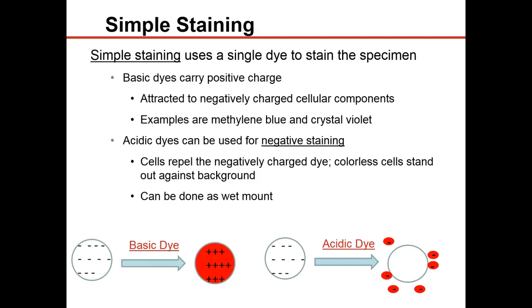So we tend to use negative stains on cells that don't fix well or that don't take in stains well. So with acidic dyes, they are negatively charged. So is the cell, and therefore they're repelled from each other. And so instead of staining the cell, we stain the background. And so the cell itself is a clear spot on a colorful background.